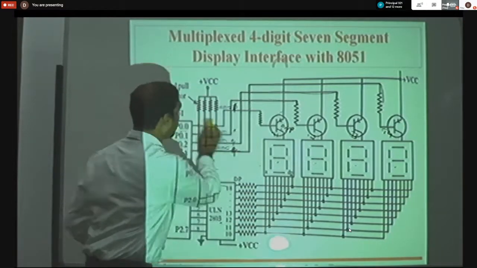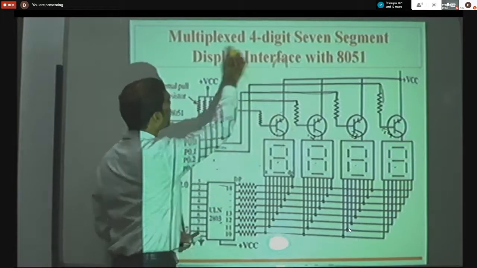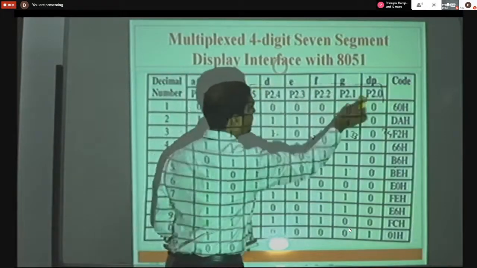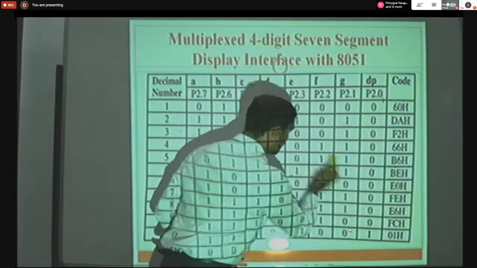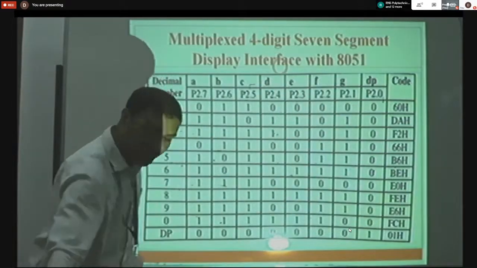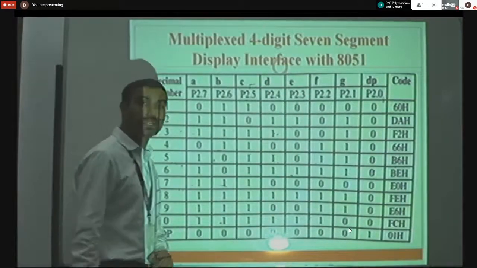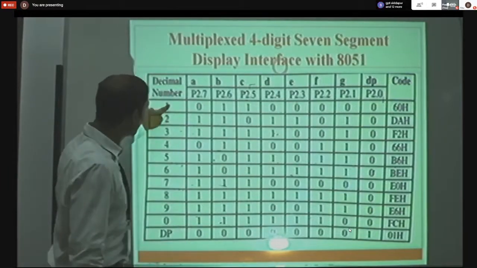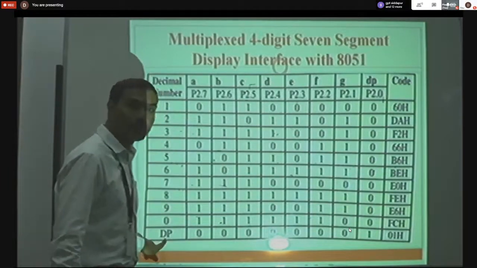If you are using only one display, then it is not called a multiplexed 7-segment display. It is simply called a 7-segment display. This table indicates how we can get the output in the display.